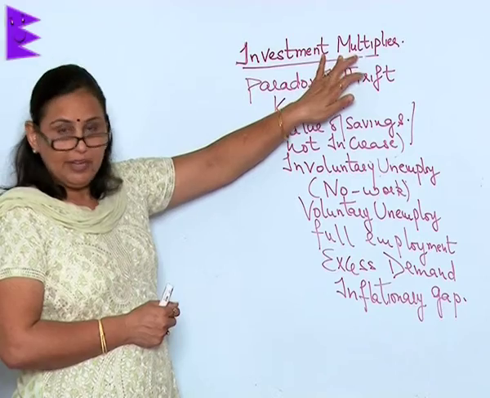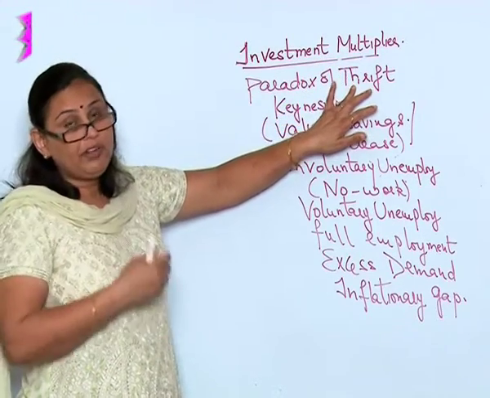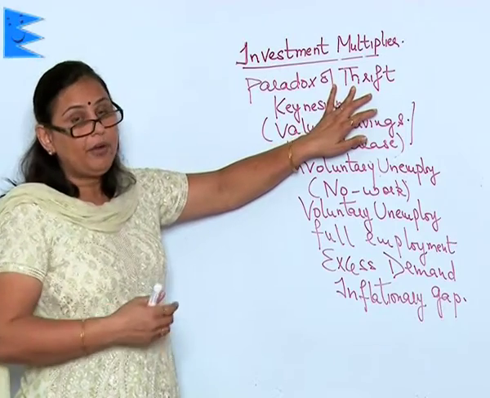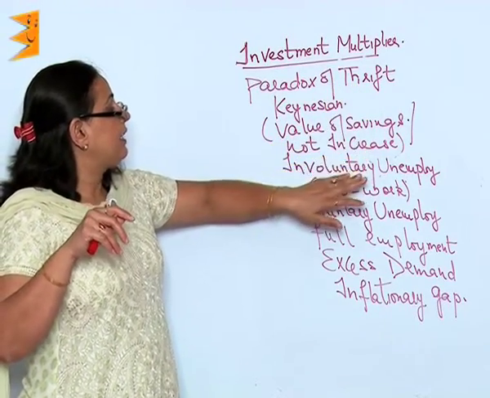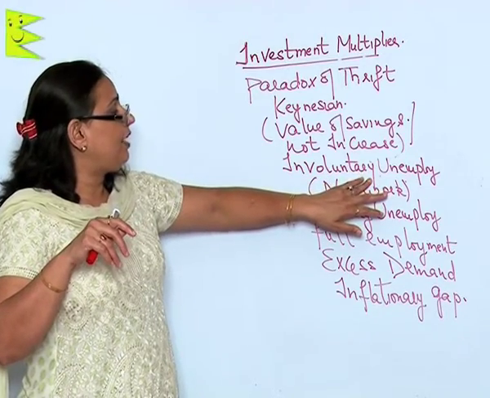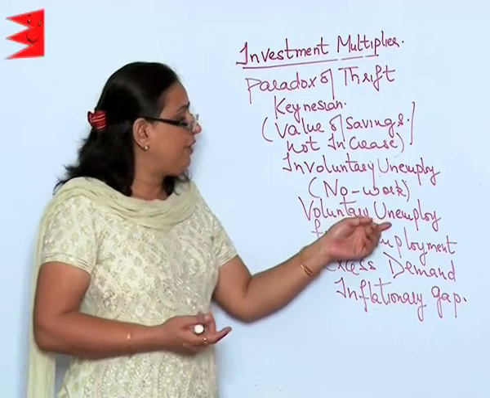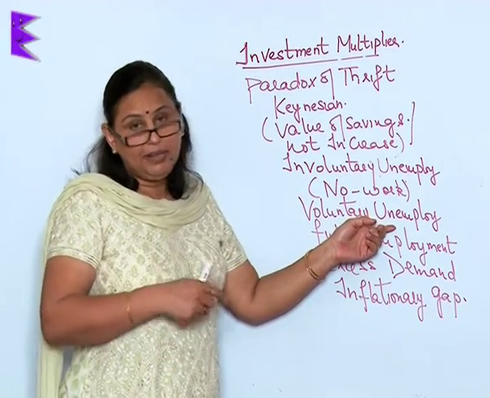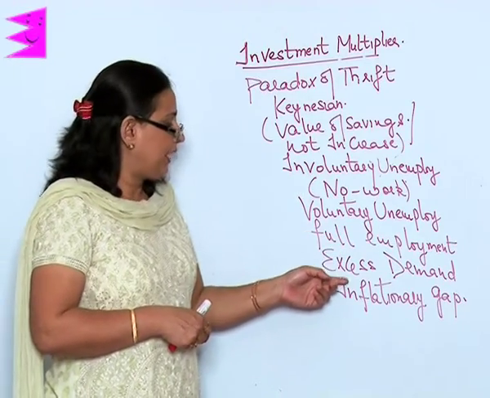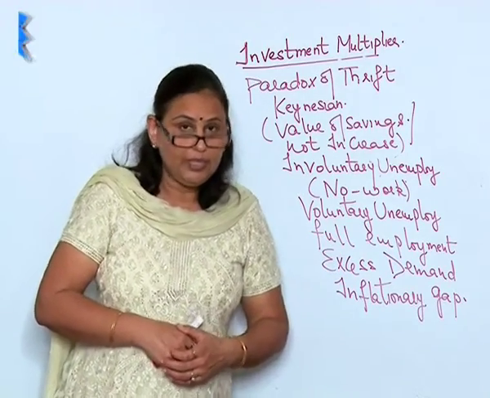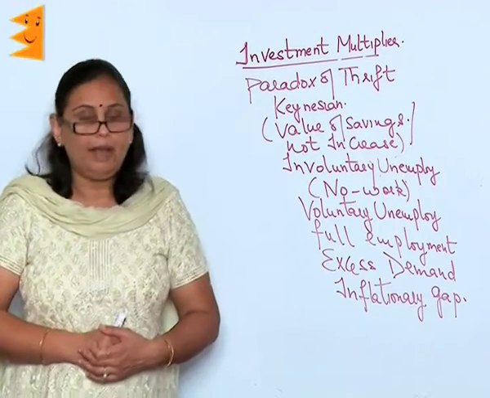Investment multiplier will increase your profits. Paradox of thrift says go for thrift, that is spend more so as to bring about equilibrium. Involuntary unemployed are those who want to work but have no work. Voluntary unemployed, there is work but there is no willingness. Full employment, when everybody is employed. Excess demand, when the demand is more than the supply, leading to inflation, called the inflationary gap.